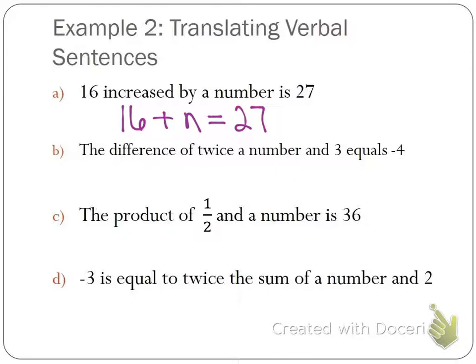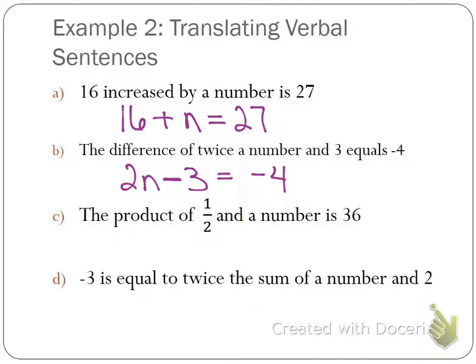Look at B. The difference of twice a number and 3 equals -4. That's a mouthful. But now let's just pick it apart. The difference of, okay, so here's my key word, difference. What does that mean? It means subtraction, and I know I plug it in where I see the word and. So how do I represent twice a number? How do I write twice a number? 2n. And it's, what now? What did you say it was? Subtract 3, equals -4. You see how we're kind of piecing it together?